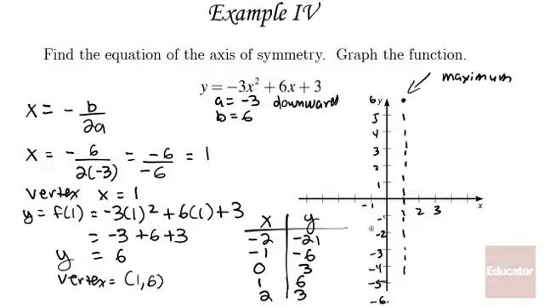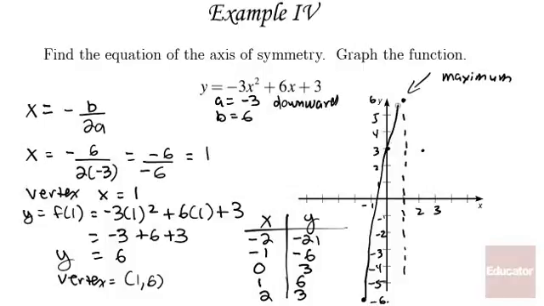It's going to be right about here. So I have a point right there. When x is 0, y is 3. And you can see this is pretty steeply curving. When x is 1, I already did that. Y is 6, that's my vertex. And when x is 2, y is 3.